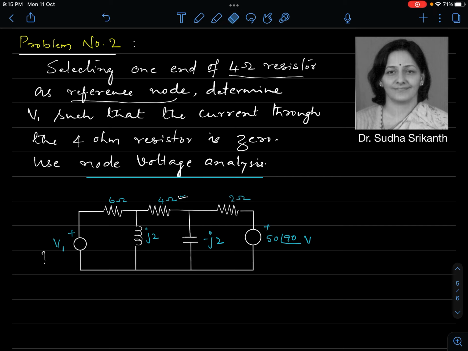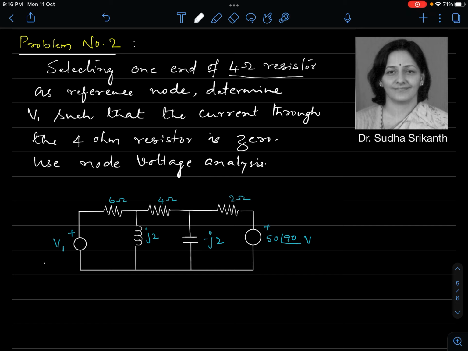It is a simple problem. There is nothing very complex about it, but it would give you an insight into node voltage analysis, in the sense that irrespective of the reference node, one can always go about doing the circuit analysis. Let's see how we proceed with this particular problem.